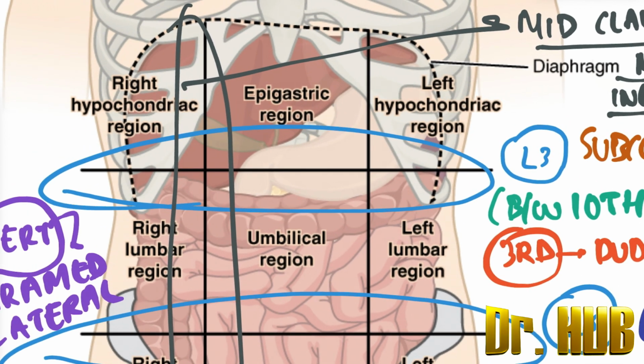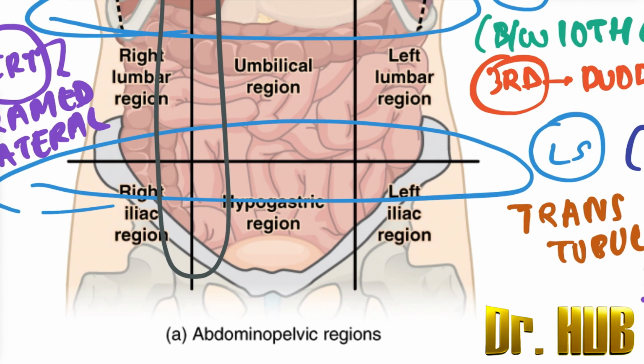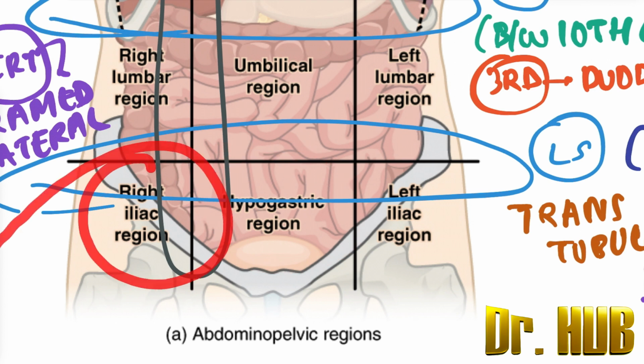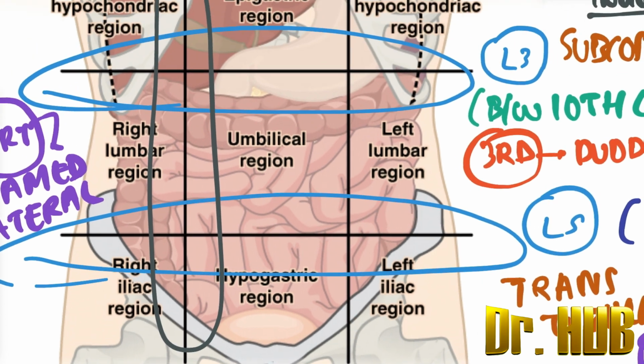So 9 regions, it includes the top right corner, there is the right hypochondriac, and in the center there is the epigastric region, and on the left there is a left hypochondriac region, and there is the umbilical region. To the right of the umbilical region lies the right lumbar region, and the left of the umbilical region is the left lumbar region. Then in the bottom there is the hypogastric region. On the right there is a right iliac region, and on the left there is a left iliac region.